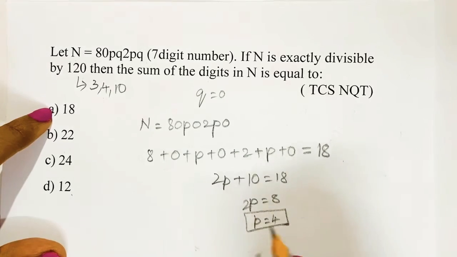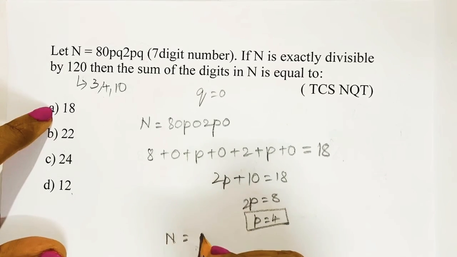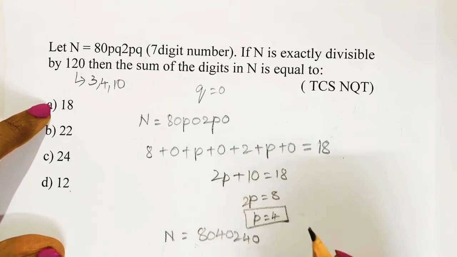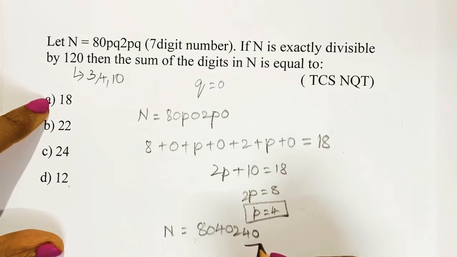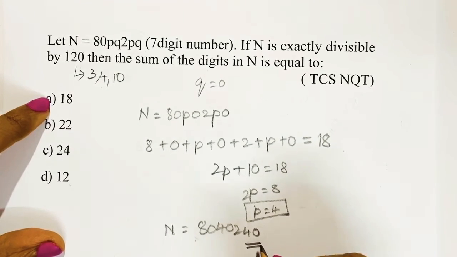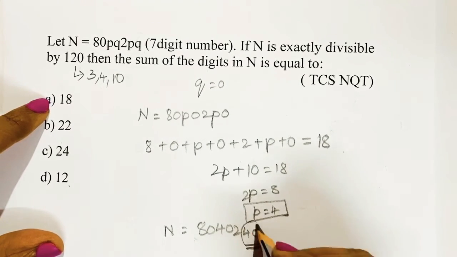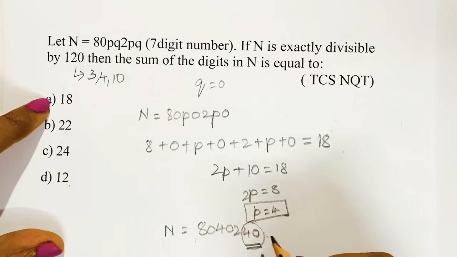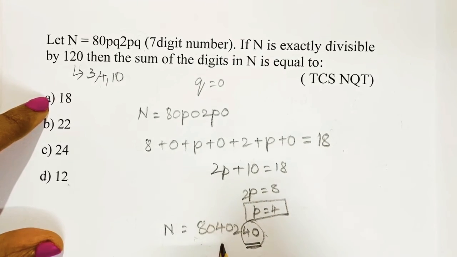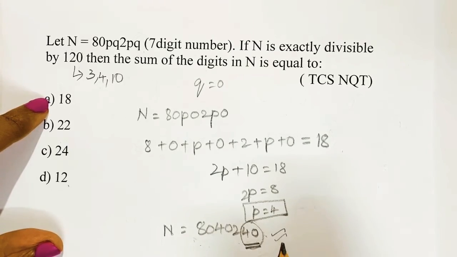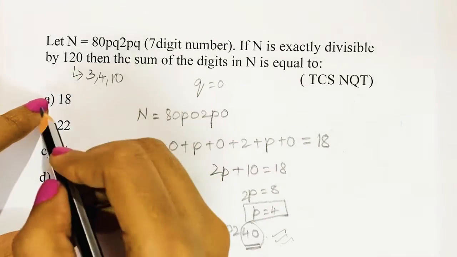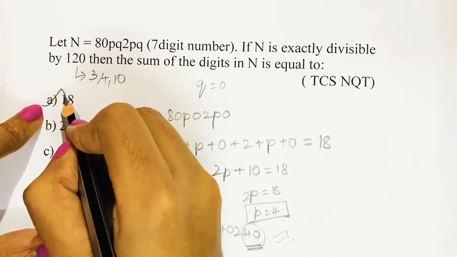When p is equal to 4, n becomes 8040240. To check whether n is divisible by 4, we will see whether the last two digits are divisible by 4. The last two digits are 40, which is divisible by 4. So this number 8040240 is divisible by 3, 10 and 4. So option A, 18, is correct.